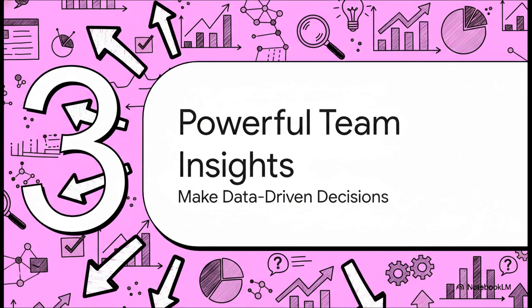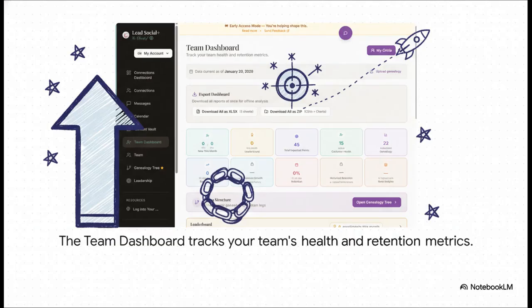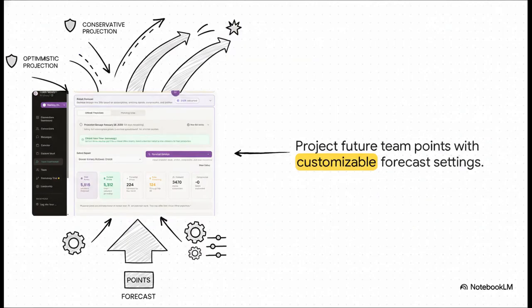This is where you go from just managing your business to actually strategically leading it, because you can start making decisions based on real data from your team. Welcome to the Team Dashboard. This is basically mission control for understanding how your team is performing. At a glance, you can see everything, from rank growth and retention numbers to the total expected points for the month. Let's zoom in on one of these tools for a second.